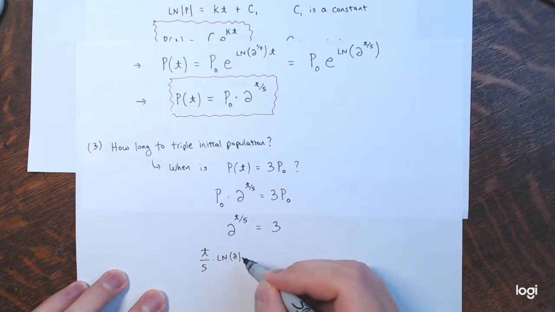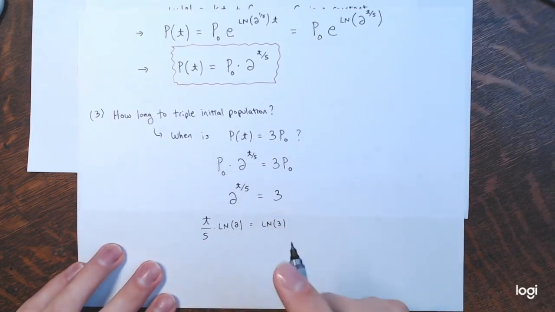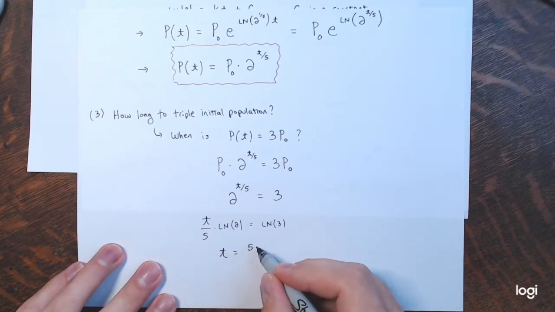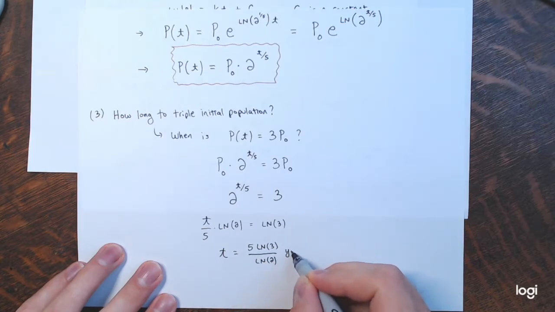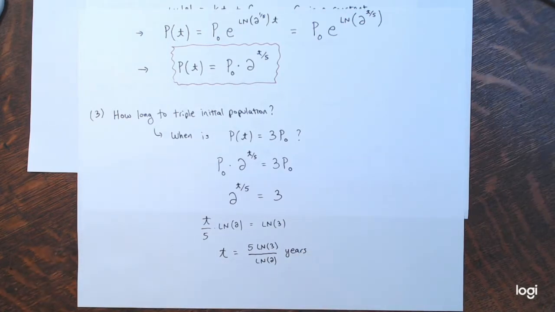So we have t over 5 times the natural log of 2 equals the natural log of 3, and then multiply by 5 over the natural log of 2. So t equals 5 times the natural log of 3 divided by the natural log of 2 years. This is how long it would take to triple the population.